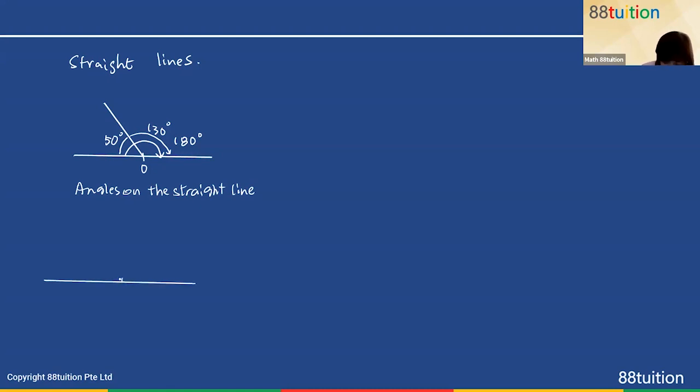Now, not only that, sometimes they can have many angles, it doesn't mean must have only one or two. So as long as all this adds up to be 180, we call them angles on the straight line. So for example, this is 20, 30, 50. Then this one will be 80 degrees. Okay, remember units used will be degrees. So this one adds up to be 180 degrees. So we call these angles on the straight line.